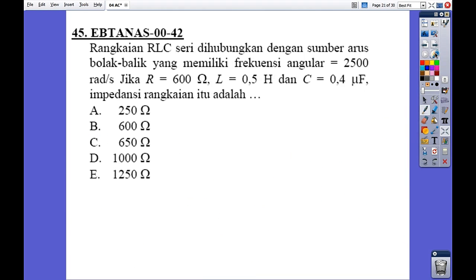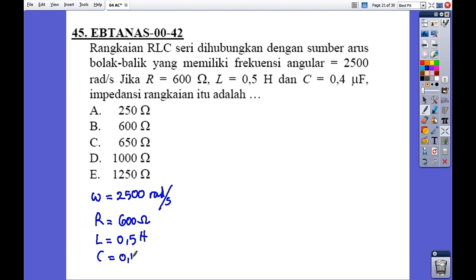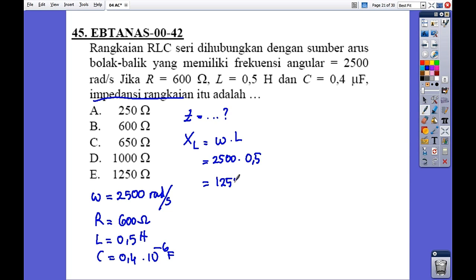Next, we have an RLC circuit. It is connected with a source with an angular frequency of 2500 radian per second, and it is connected to a resistor of 600 ohm, an inductor of 0.5 Henry, and a capacitor of 0.4 times 10 to the power of minus 6 Farad. What is the impedance of the circuit? So it is being asked Z. So I have to find XL, omega times L: 2500 times 0.5, 1250 ohm.